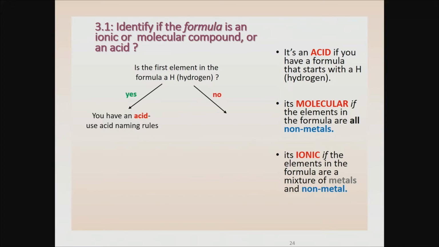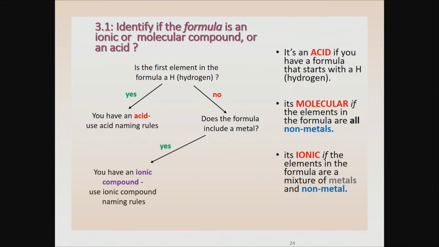Now, if you don't see an H as the first element of that formula, then you ask yourself this question: does the formula contain an element that is a metal? And if it does, then you probably have a formula which is a mixture of metals and nonmetals, and that will be an ionic compound. And so you'll have to use the rules for taking a formula for an ionic compound and figuring out its name. On the other hand, if you're looking at the formula and all elements are nonmetals, there's no metal element in the formula, then you have a molecular compound, and you'll have to use rules for molecular compounds on how to figure out the name.